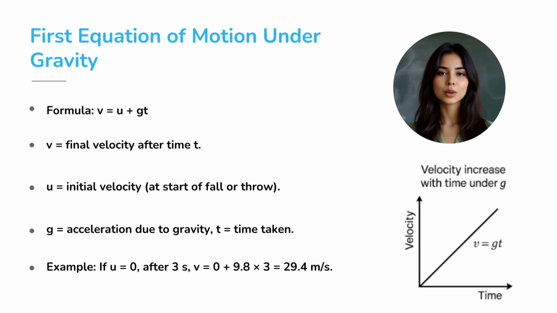Suppose a ball is dropped from rest, which means u equals 0. After 3 seconds, its velocity becomes v equals 0 plus 9.8 into 3, that is 29.4 meters per second. This simple relation tells us how quickly the speed increases as the object continues to fall. Notice in the velocity time graph, the straight line shows velocity rising steadily with time because of constant acceleration g.